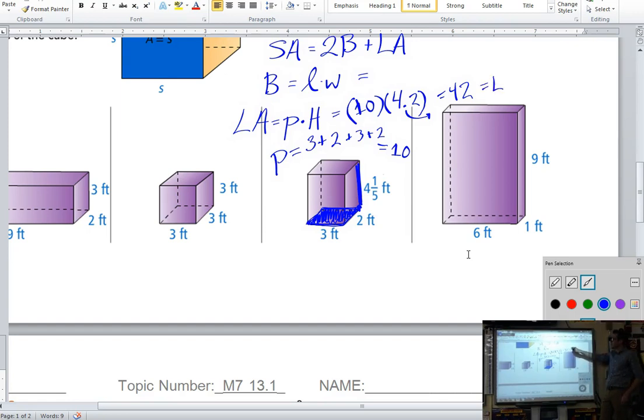And I'm going to remind myself that is lateral area. I'm going to circle it because I'm going to need it. I'm not done, but I need that.